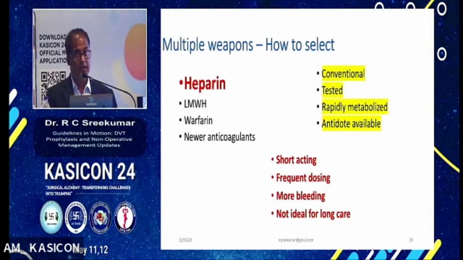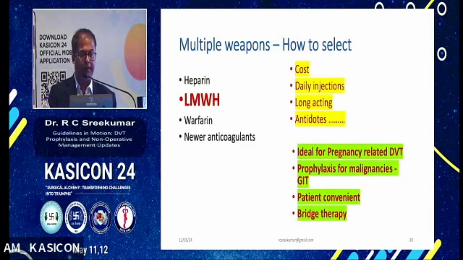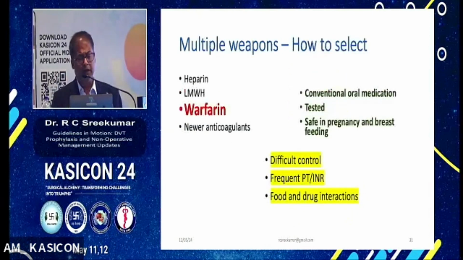Which do you select? Heparin is the classical drug, conventional and very well tested. It's a safe drug, and an antidote is available, but the only thing is it's very short acting. You need frequent injections, so it may not be adequate for long-term patients. On the other side, low molecular weight heparins can be given as once-a-day injections, but they are a little costlier. They are ideal for pregnancy-related DVT, and ideal for prophylaxis of malignancy when it involves the GI tract.